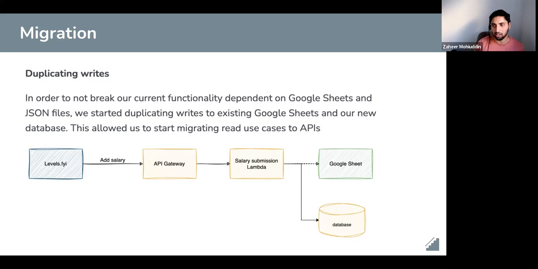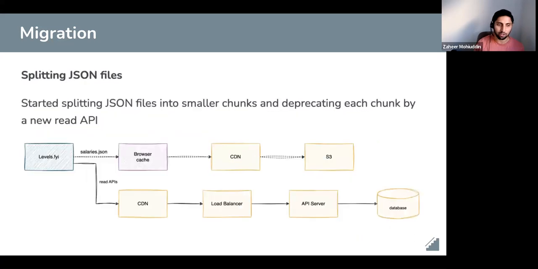So we would start reading after it's being written to both places. Now it's very easy to migrate the read path, and you can do it one by one. You don't even have to do it all at once. We would slowly migrate all reads to our server, and our server was reading from the database. Now, we still had caching and things like that in place.